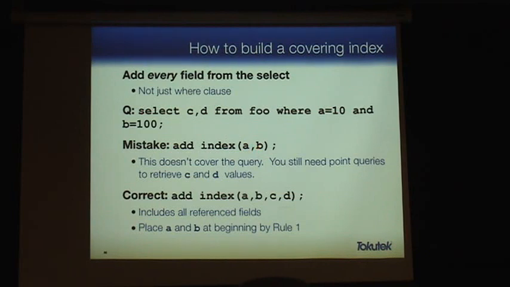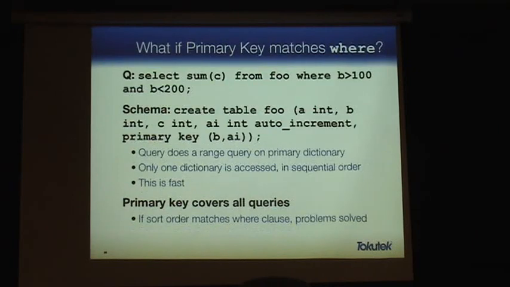And while it reduces the number of rows retrieved, and so in practice it'll make your query run a bunch faster, the fact that it doesn't cover the query causes you to have point queries to retrieve the values of C and D, and it still slows your query down. The correct index to have to really make this query perform well is to have A, B, C, D. You still place A and B at the beginning to satisfy the first rule that we were talking about, because you want to be selective on this where clause, and then you throw in C and D there to make sure you avoid the expensive point queries.